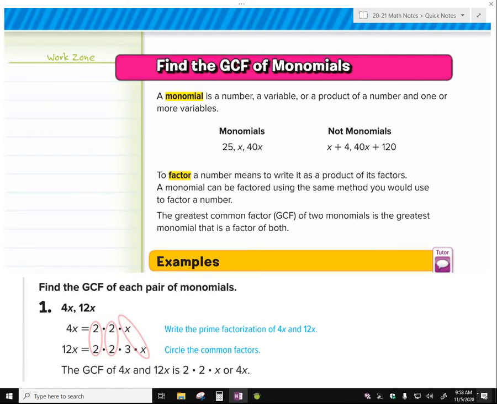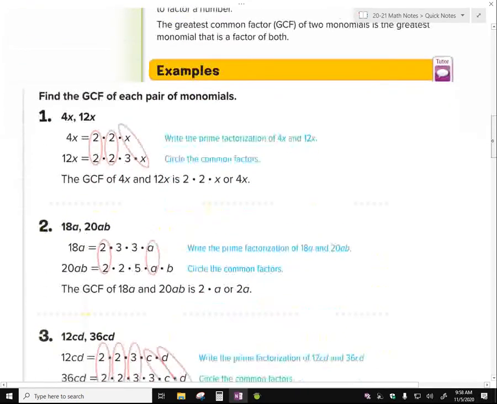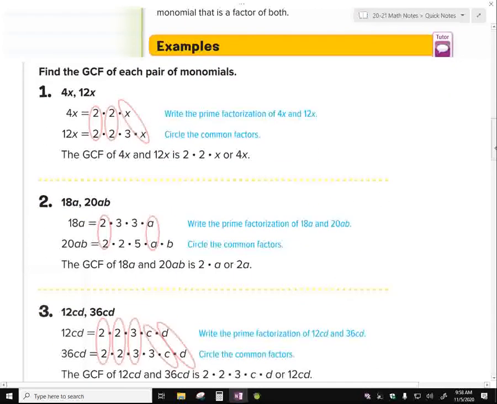To factor a number means to write it as a product of its factors. In other words, you multiply these things together and you get the big number. Multiply each prime factor together and you'll get the number that you started with. A monomial can be factored using the same method you would use to factor a number. The greatest common factor, or GCF, of two monomials is the greatest monomial that is a factor of both. That's a lot of ways of just saying this.